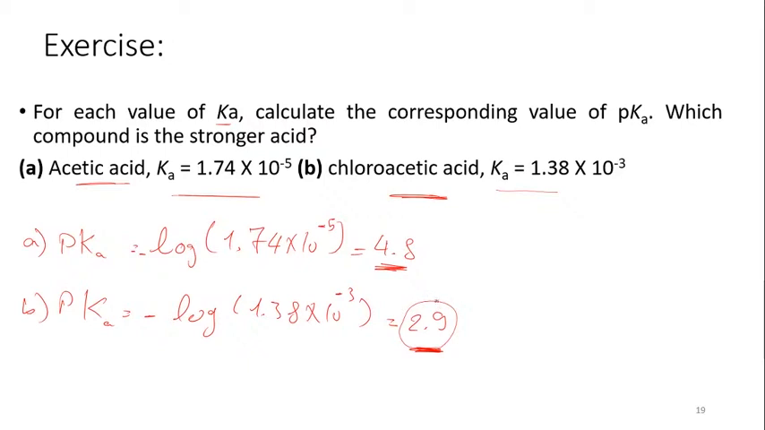Here I have 4.8 and here I have 2.9. So 2.9 is less than 4.8. And remember, I told you that the larger the pKa, the weaker the acid will be. This means chloroacetic acid is a stronger acid than acetic acid.